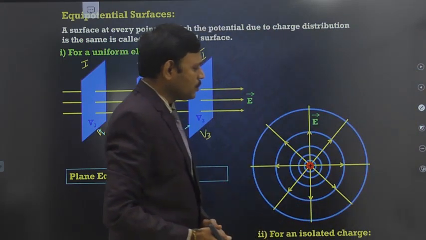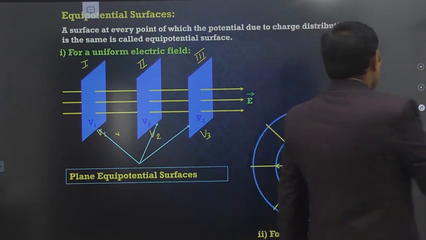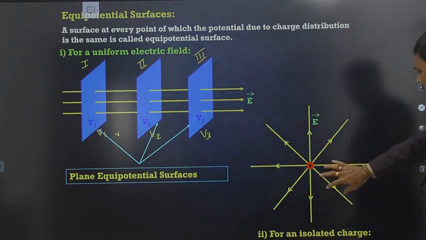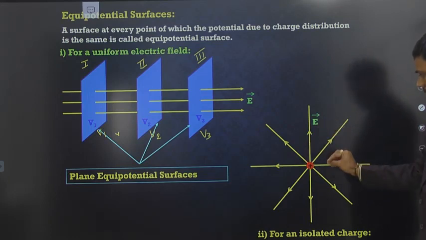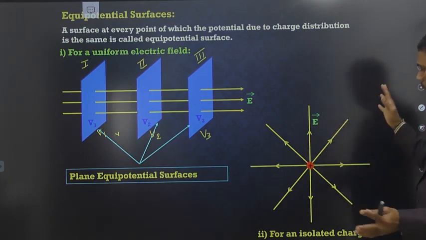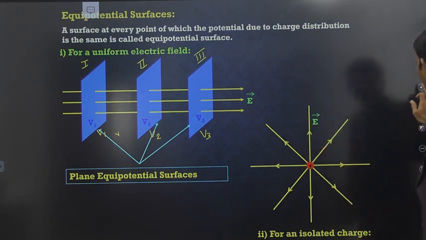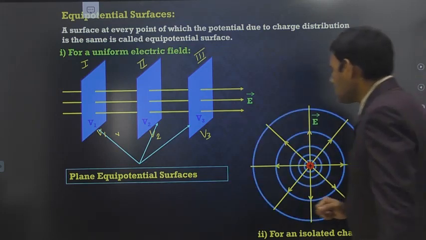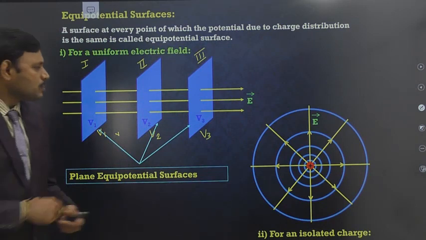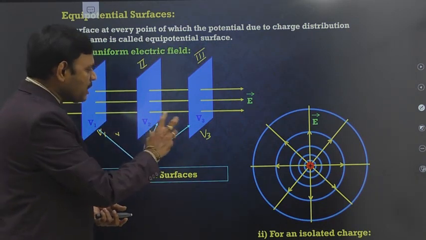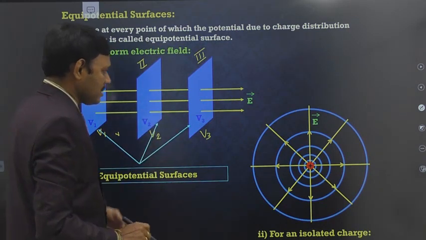See, once again students, now we have only the field lines which are radially outward from a stationary point charge. Now these are the concentric spheres drawn, the blue colored spheres are concentric spheres drawn around the positive charge.